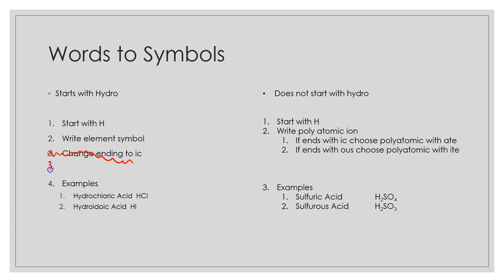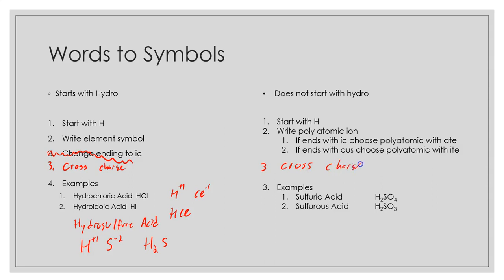The last step is cross the charges. So in this case, hydrogen is a +1, chlorine is a -1, so it just becomes HCl, and the same with HI. But say you had like hydrosulfuric acid. For hydrosulfuric acid, it's H with a +1, S -2, so it becomes H2S, and that's going to be the third step over here as well.